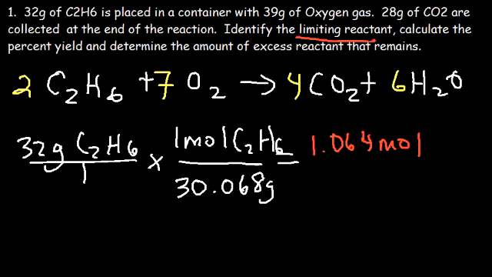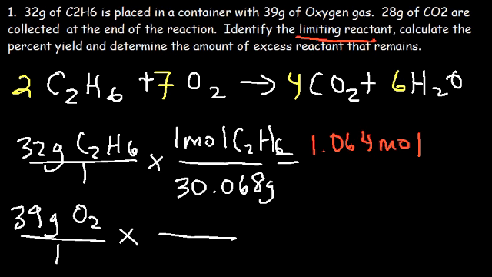of ethane. So now let's do the same thing for the other reactant. So we have 39 grams of oxygen gas, and let's convert it to moles. So the molar mass for oxygen is 16, but because there's two atoms in this molecule, 16 times 2 is 32.